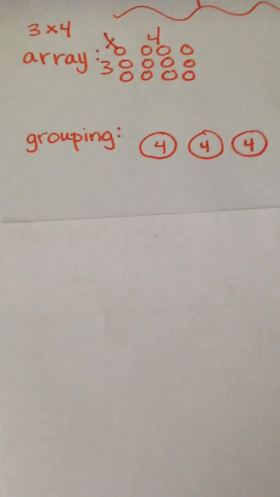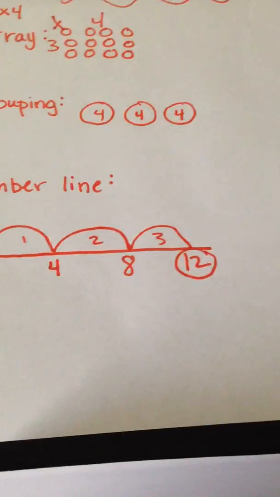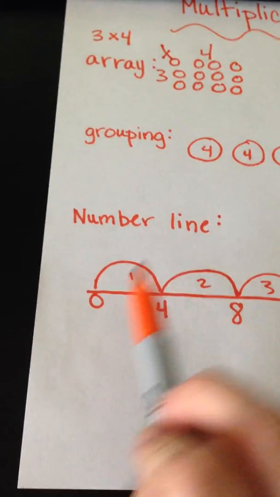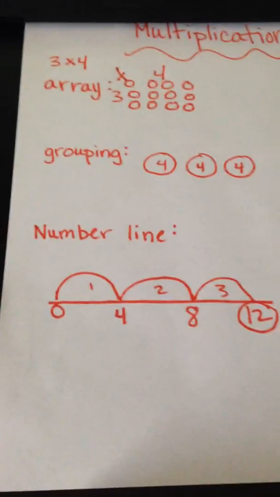They use that also. This is a grouping model. This is just showing that I have 3 groups of 4. This is a number line model that we look at. This would just show that I have made 3 jumps of 4, so each one is increasing by 4s.